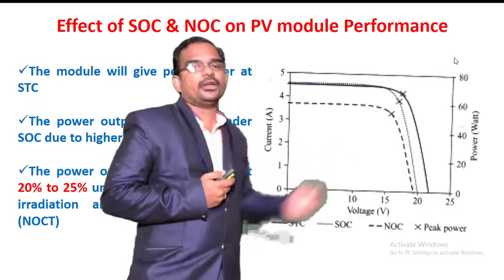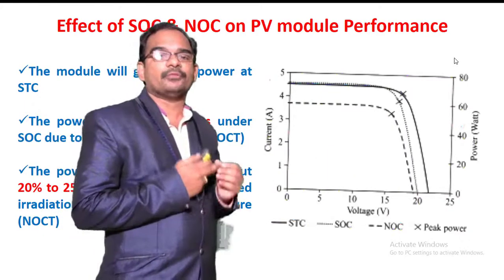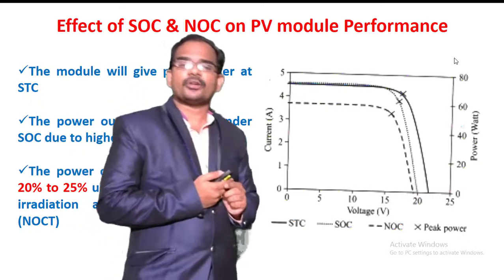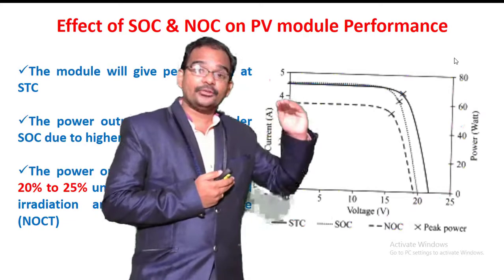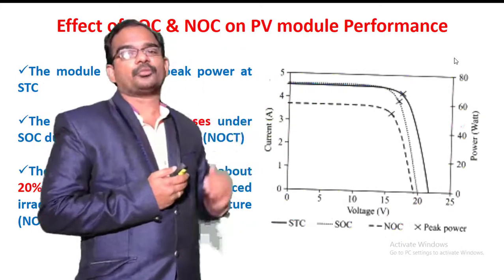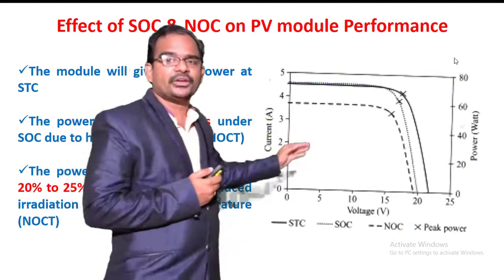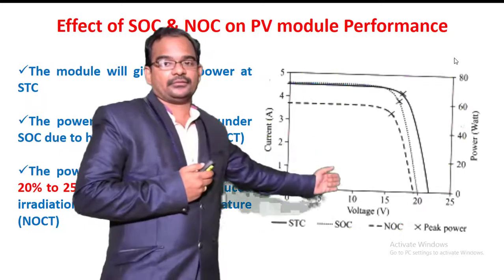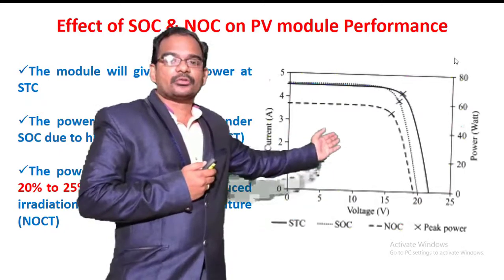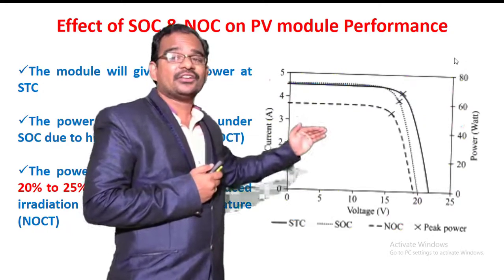On the STC curve, you have the peak power at the top, and on the other curve, the peak power is reduced. Now let's operate the same solar module under NOC, that is normal operating conditions. What is this normal operating condition? You have to reduce the illumination from 1000 watt per meter square to 800 watt per meter square, and the cell temperature should be at NOCT. Now you can observe here, the dashed curve is the IV curve of a solar module at NOC.